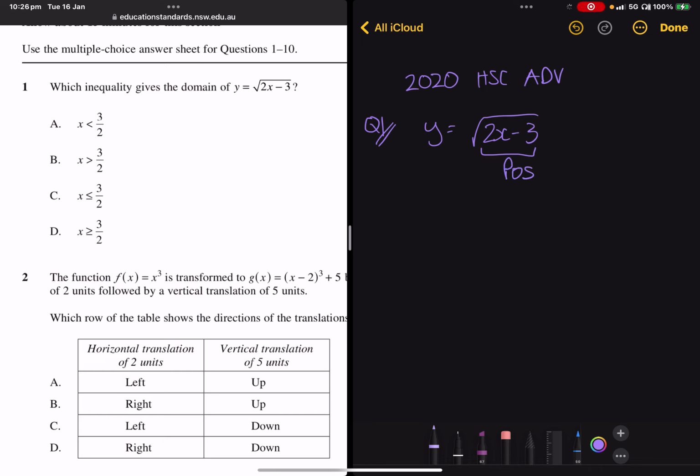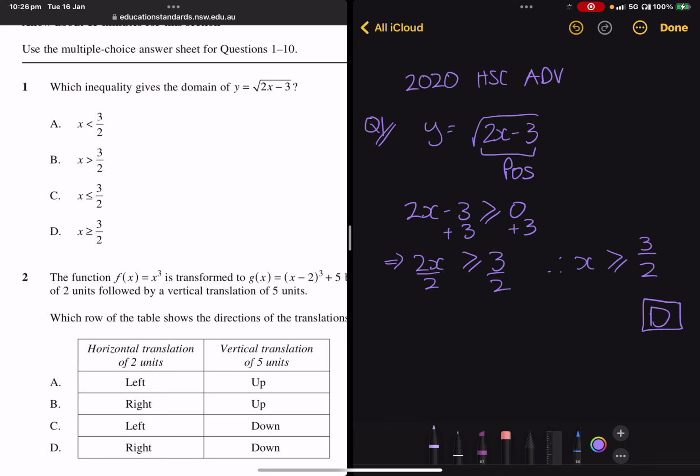Now, this is actually our main condition here. So 2x minus 3 has to be greater than or equal to 0. Could be equal to 0 because the square root of 0 is 0, and that's a real number. So we just need to solve this. We'll add 3 to both sides. This will give us 2x is greater than or equal to 3. Divide both sides by 2. This will give us x is greater than or equal to 3 on 2. And this is going to be D. So D is the answer to question 1.